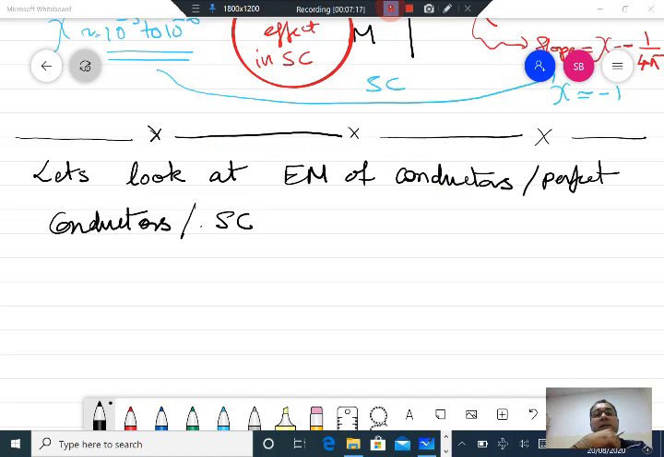Okay, now having discussed the Meissner effect and its various connotations and issues from a very physical point of view, let us look at the electromagnetic behavior of conductors, perfect conductors, and then look at superconductors. The electromagnetism of conductors and perfect conductors is something that you have already studied in your electromagnetism courses. So I will go through it very quickly, and then we will get into more details of how to describe the Meissner state of a superconductor using electromagnetism.